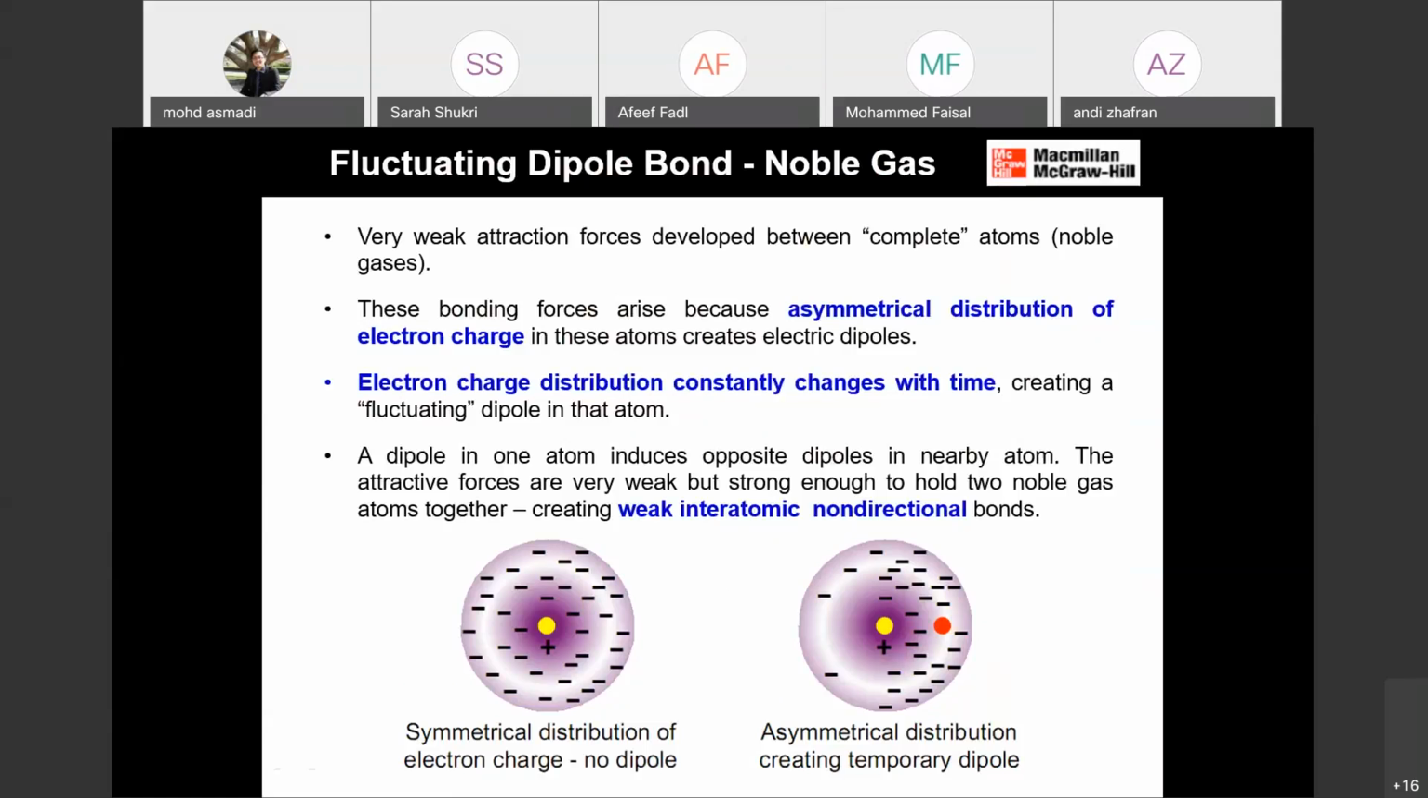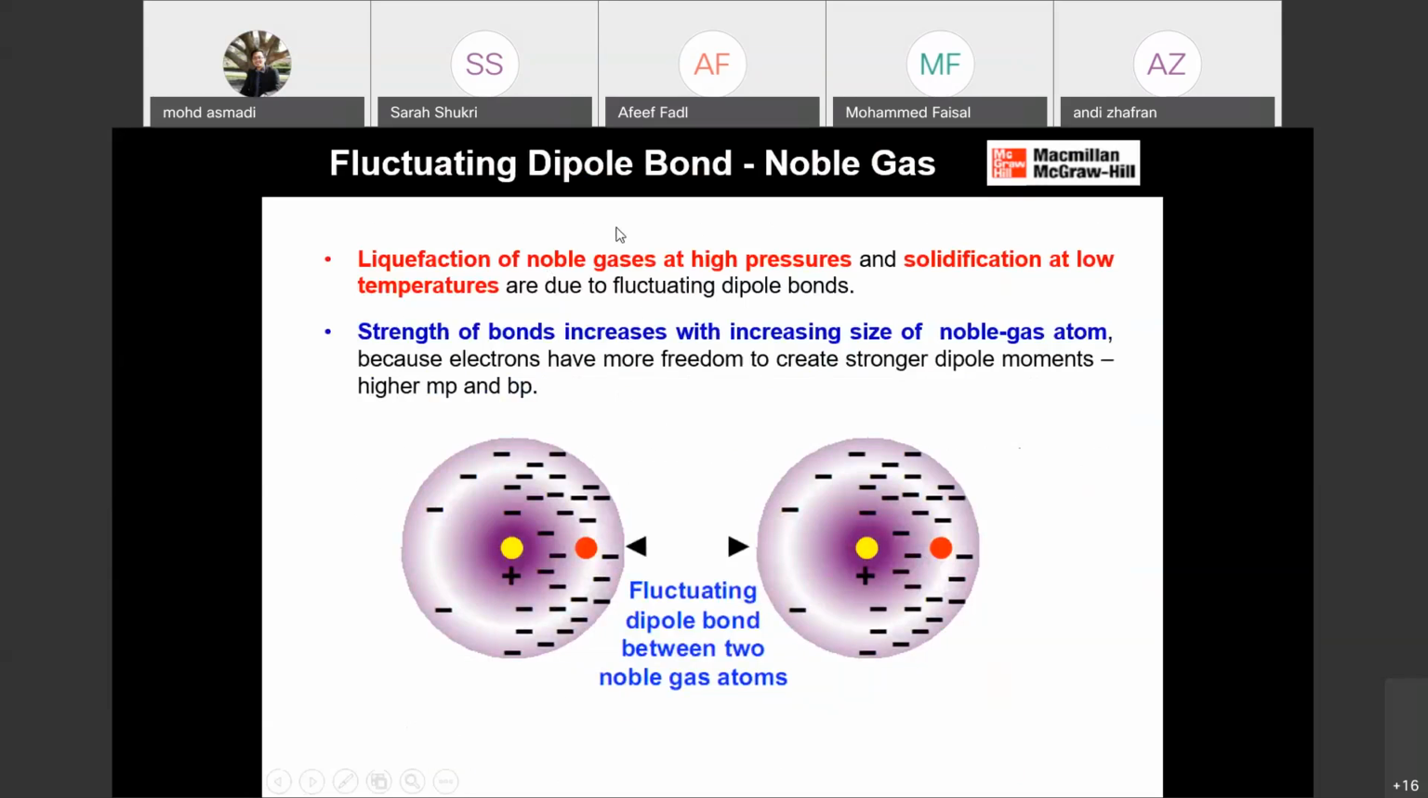Look at here. This one on the left side is a symmetrical distribution of electron charge, no dipoles. But asymmetrical ones have temporary dipoles. So these are weak interatomic non-directional bonds. Actually it changes with time. It can move to the right side or the left side. For example, liquefaction of noble gas at high pressure and solidification at low temperature is due to the fluctuating dipoles.